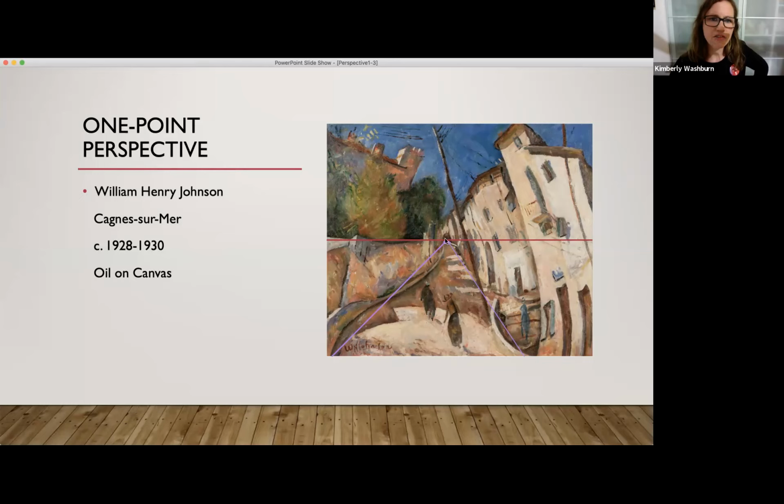So this is our vanishing point. That's what we call our vanishing point, where those lines meet up. That is our vanishing point. So we've seen two different examples of one-point perspective being used in artwork. We're going to look at one more example before we get started doing some of our own perspective drawing today.